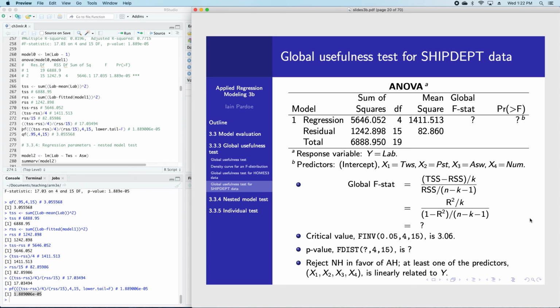In the next video, we'll move on to thinking about whether a subset of the predictors is needed in the model. So we're going to test a subset of the regression parameters, whether all the regression parameters in the subset are 0.